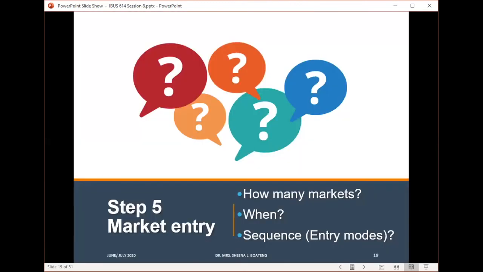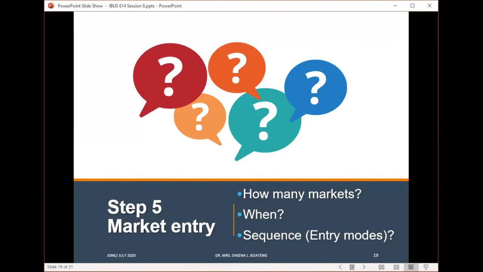So once you are able to undertake your market segmentation and then sub-segment the market to the specific sub-segments you want to focus on, the final step involves your market entry. And here there are three main questions you ask yourself. How many markets do you want to enter into? When do you want to do this market entry? And in what sequence do you want this market entry to proceed?